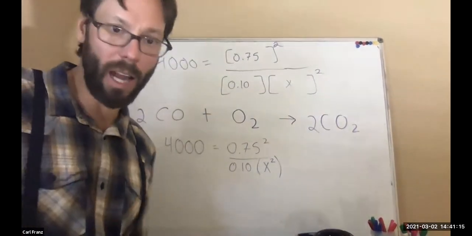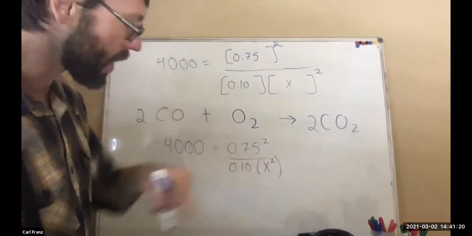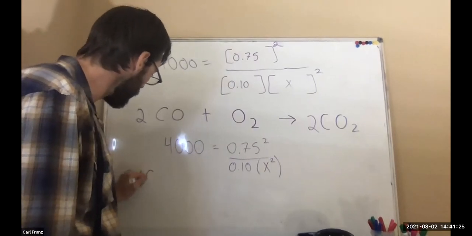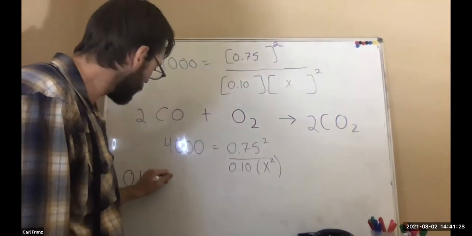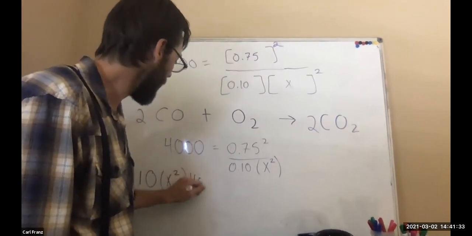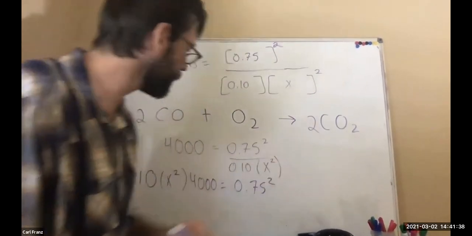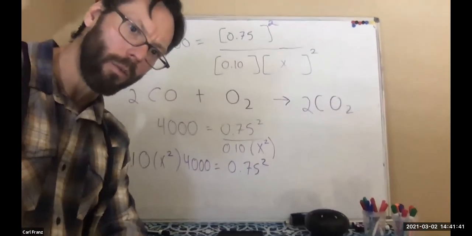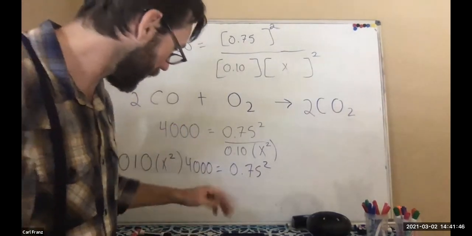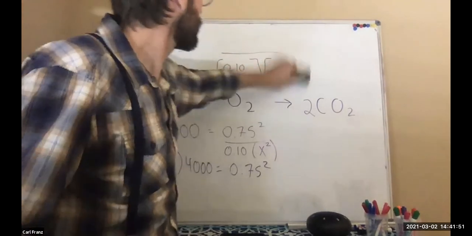And then from here on out, it's just algebra, right? So we can multiply both sides by 0.1 times x squared. We get 0.10 times x squared times 4,000 equals 0.75 squared. Actually, I'm not running out of room here. And then essentially, I'm going to hop back up to the top. So I'm going to erase this, guys.